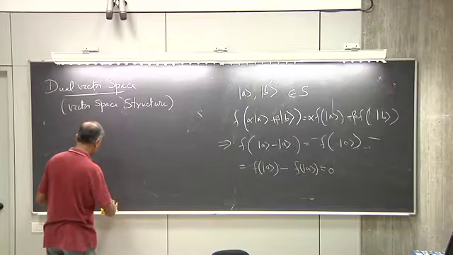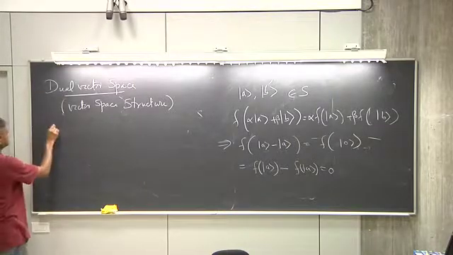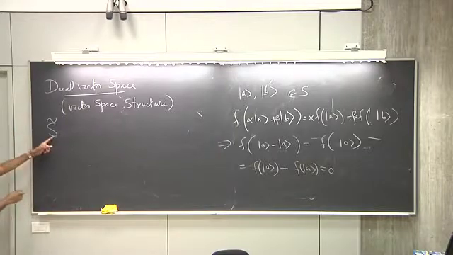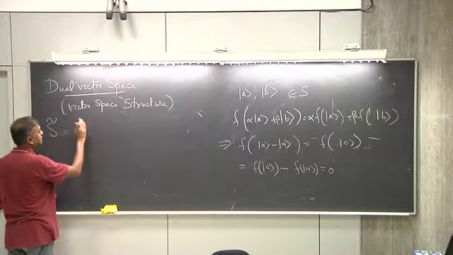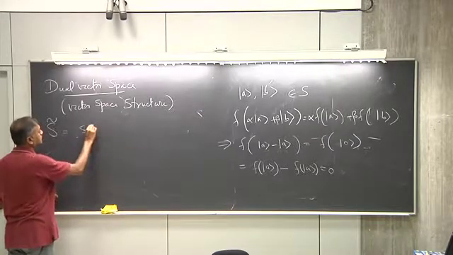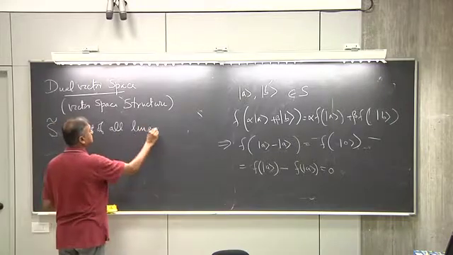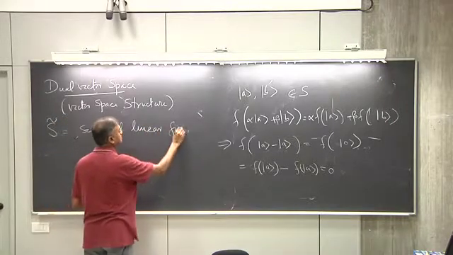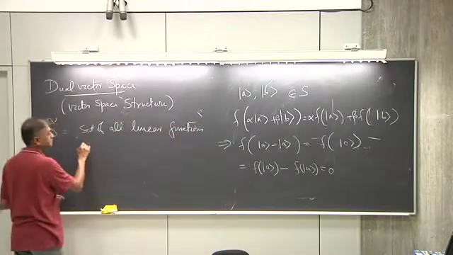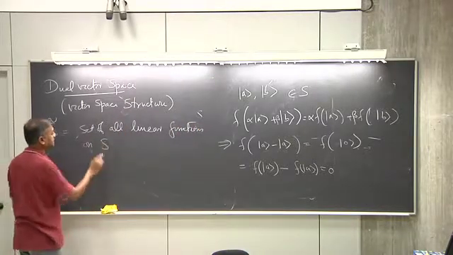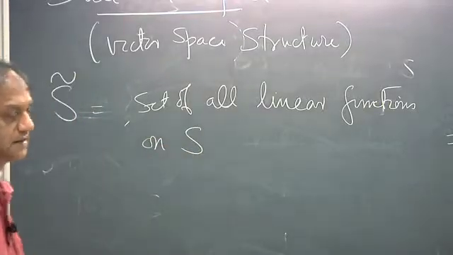Okay. So now we consider, I don't know, what shall I call it? Let me just use the same symbol, S tilde. S tilde is the set of all linear functions on S. S is the original vector space, and I define a set. This is a set of all linear functions on S.